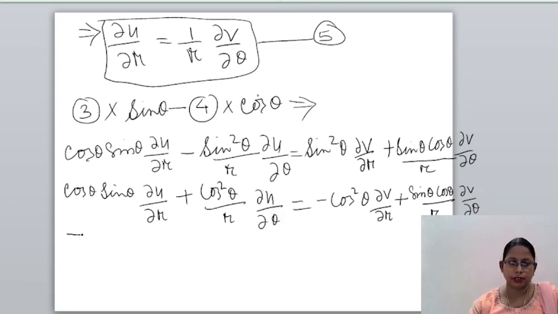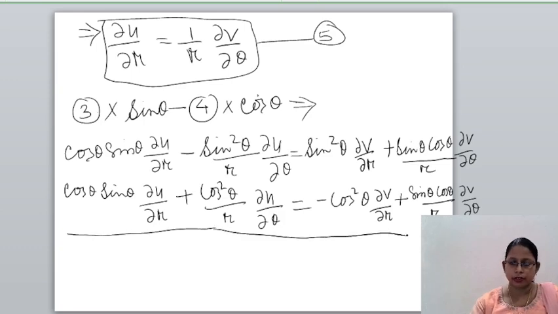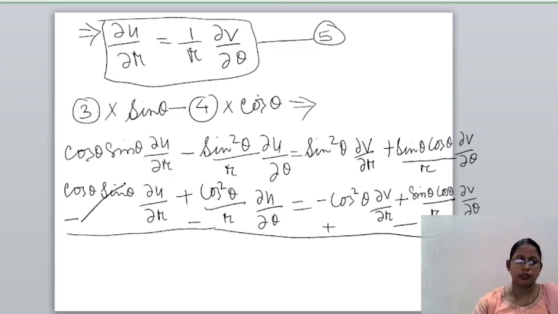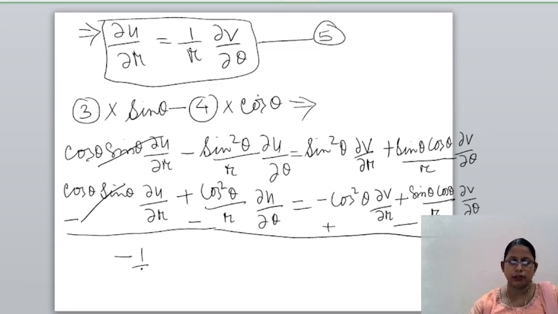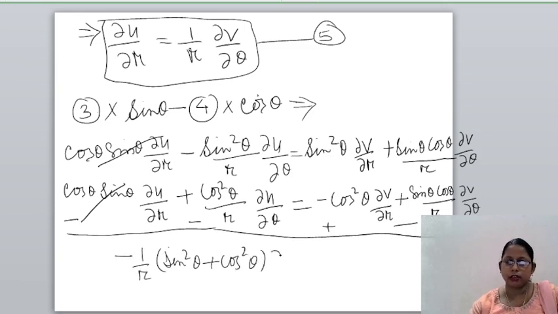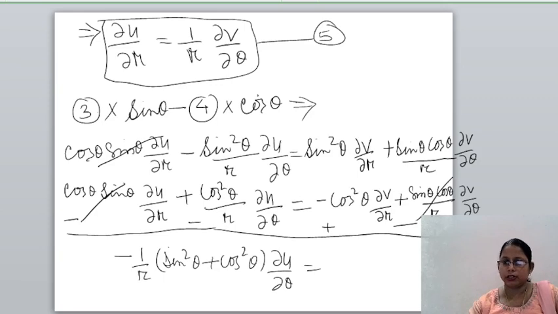Now subtract both these equations. This will be minus, this is again minus, this is plus, this is minus. So this cancels with this one. Take minus common. Then 1 by r, then sine square theta plus cos square theta, then del u by del theta. Again this minus cancels with this plus, so minus minus will be plus. This is sine square theta plus cos square theta.